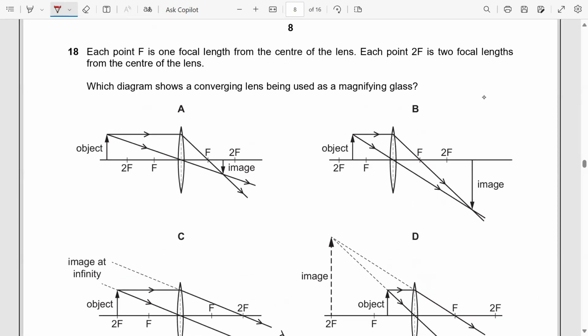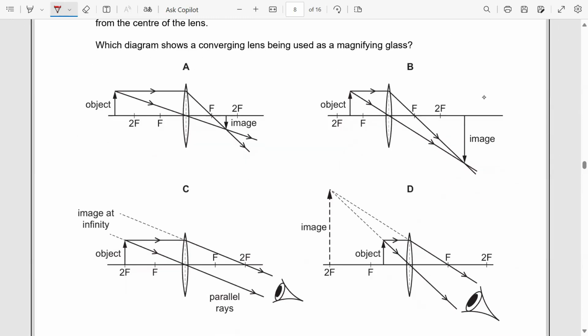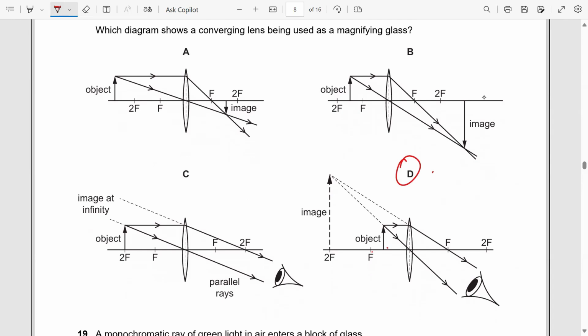Each point F is one focal length from the center of the lens. Each point 2F is two focal lengths from the center of the lens. Which diagram shows a converging lens being used as a magnifying glass? For a magnifying glass, the object is always before F, right? So you'll get the answer, that is D.